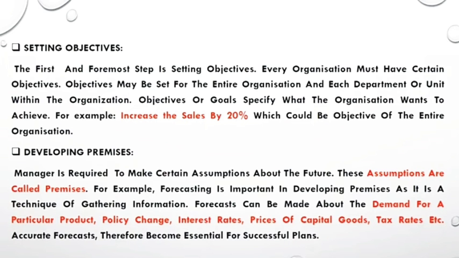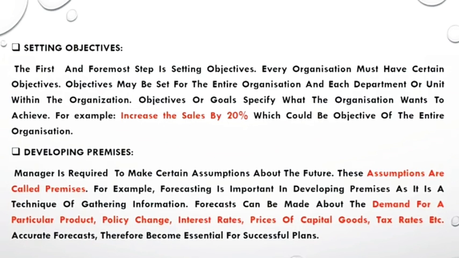The second step of planning process is developing premises. Planning is concerned with the future which is uncertain, and every planner is using conjure what might happen in future. Therefore, the manager is required to make certain assumptions about the future. These assumptions are called premises.